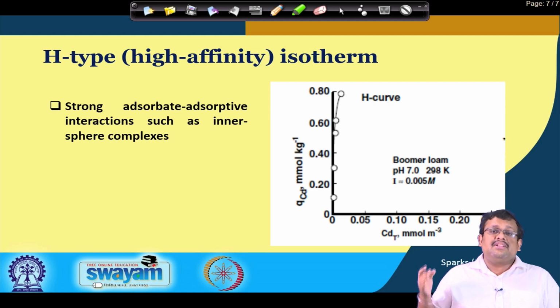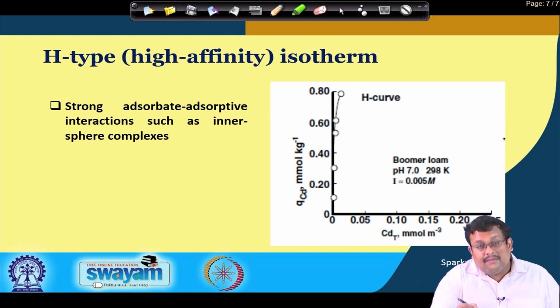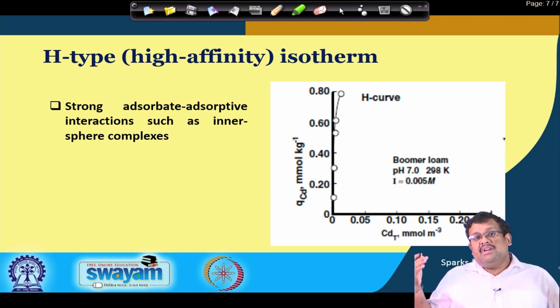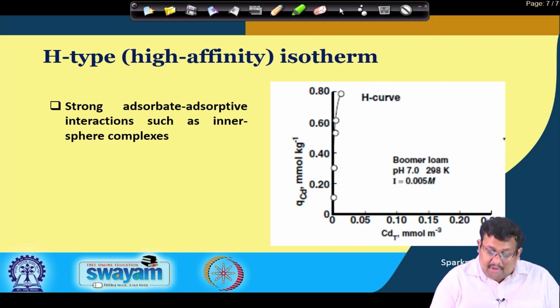Then the third one is the H type or high affinity isotherm. The H type isotherm basically shows strong adsorbate adsorptive interactions such as inner sphere complexes. We have already discussed what is inner sphere complex and outer sphere complex, and you can see here the relationship is very steep. So, it shows basically the high affinity isotherm. Here there is a strong interaction or strong affinity of the adsorptive for the adsorbate molecule.